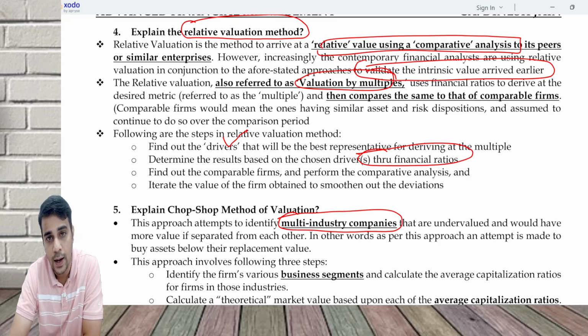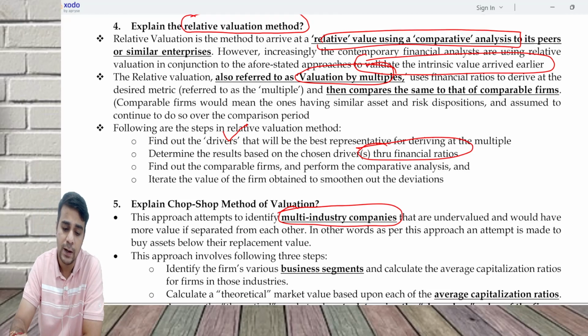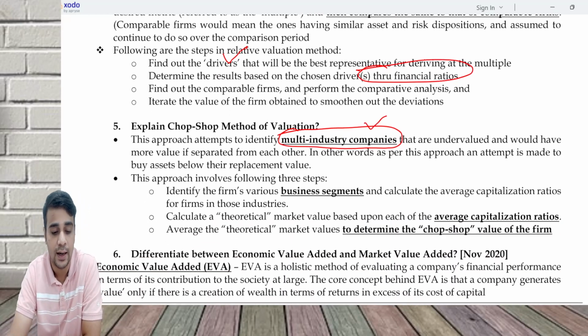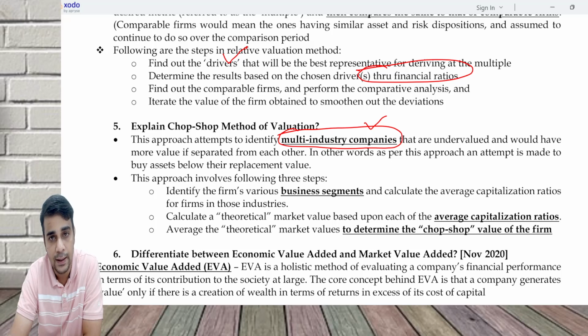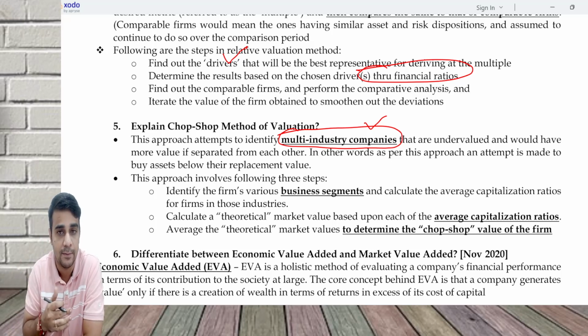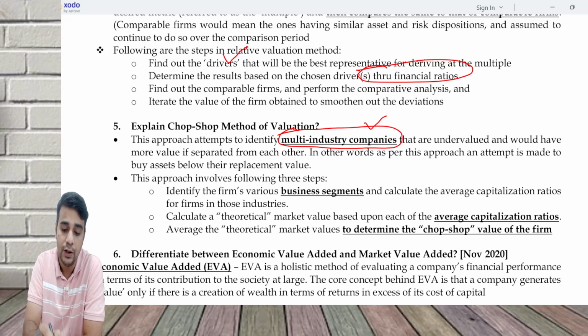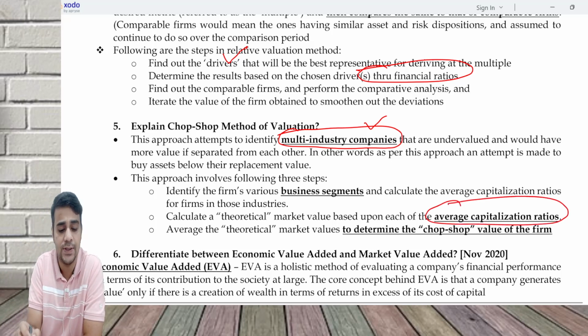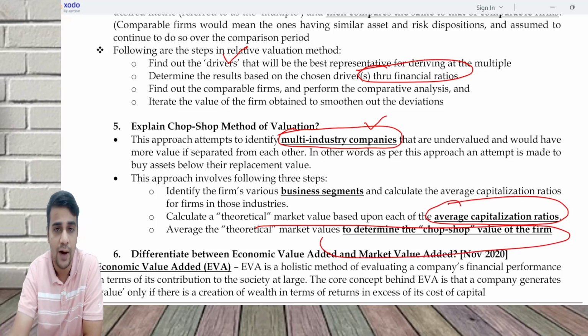So there can be a segment 1, segment 2 and segment 3. Segment 1 can be valued through capitalization by sales. Segment 2 can also use the same multiple or some other multiple. So every segment is separately valued in chop shop method, and you take a sum of those values. This approach attempts to identify multi-industry companies that are undervalued and would have been more valued if separated from each other. That is, when you break it down into multiple segments, it is possible to value them, and you arrive at values based on average capitalization rate, taking the average of the values you have identified. You can use multiple approaches of valuation and then arrive at a final value. That's called value of the firm.